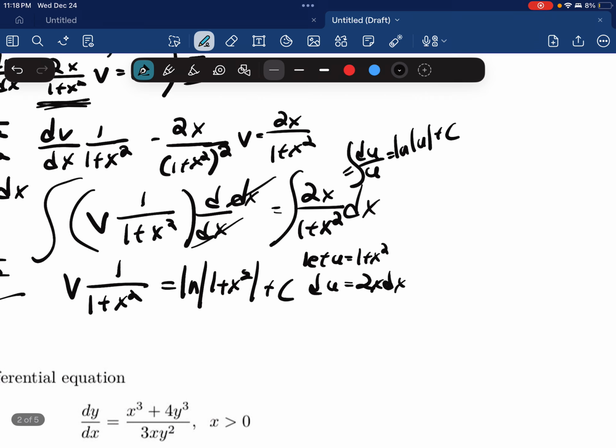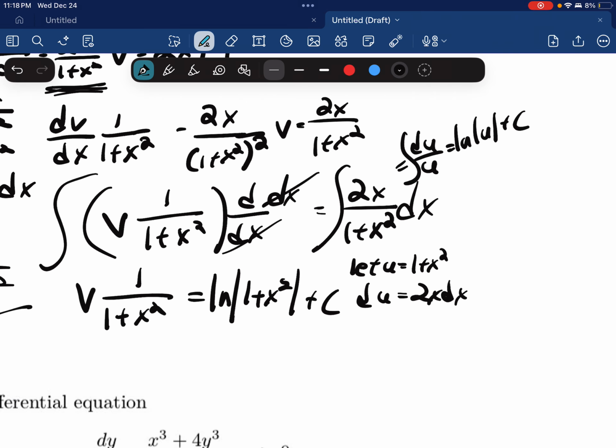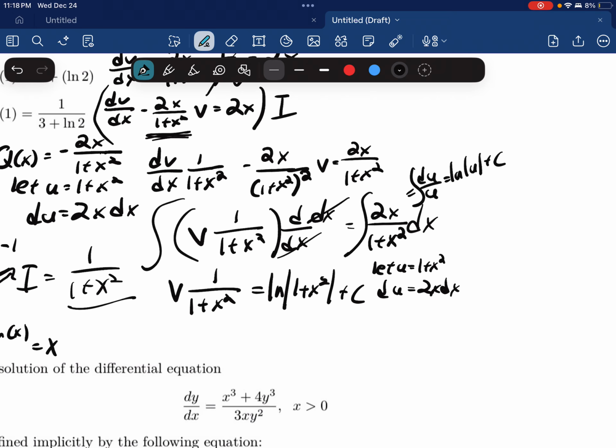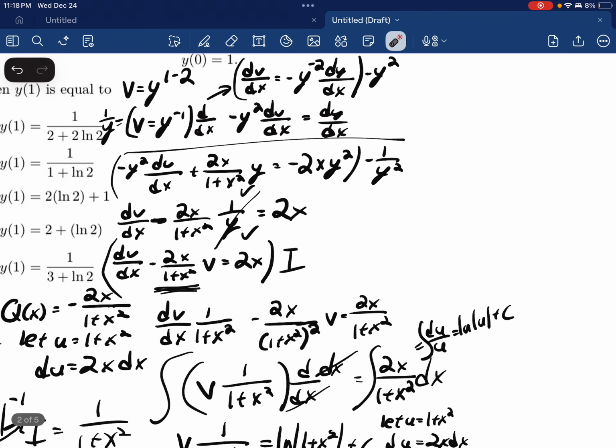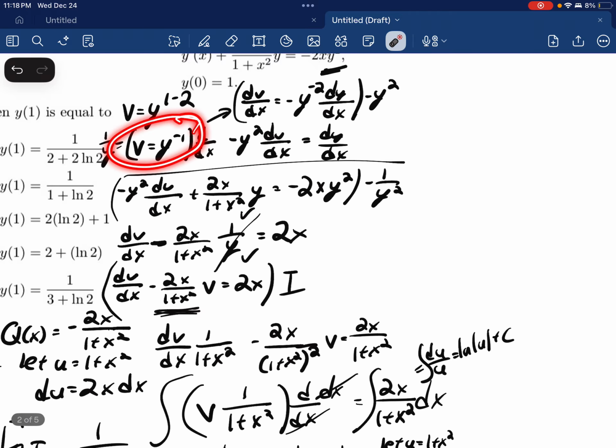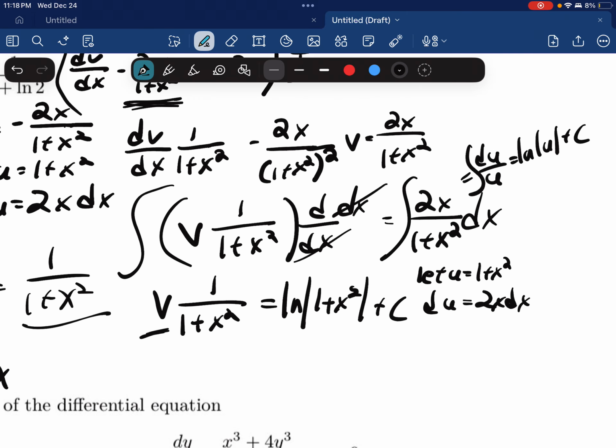Let's rewrite this entire equation in terms of y again, now that we have solved through. Okay, I will do 2 steps at once to rewrite in terms of y. First step is I will rewrite v using our substitution that we found earlier, which is v equals y to the negative 1. Let's rewrite in terms of v equals y to the negative 1.